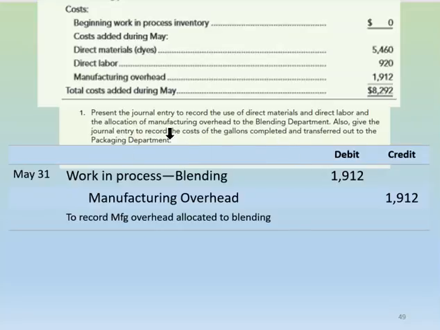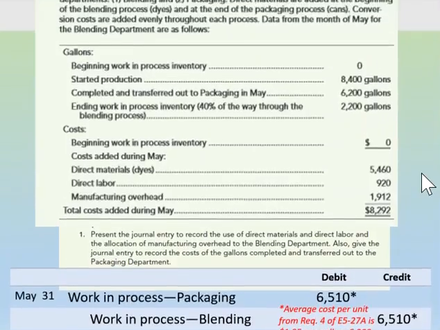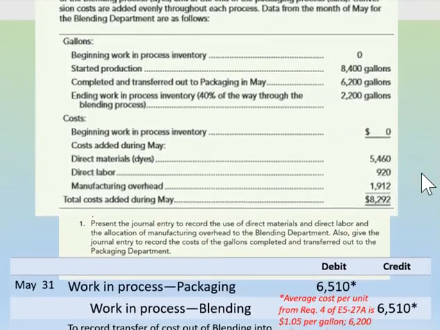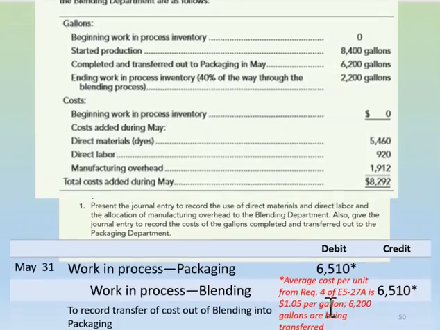Also, we are asked to record the cost of the gallons completed and transferred out to packaging. So we're going to move it from our blending into our packaging department. Now, as part of that, we need to know the cost per equivalent unit. Now the answer here is $105 per gallon.